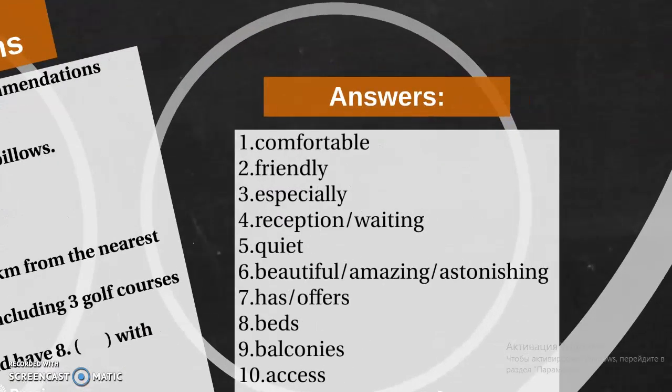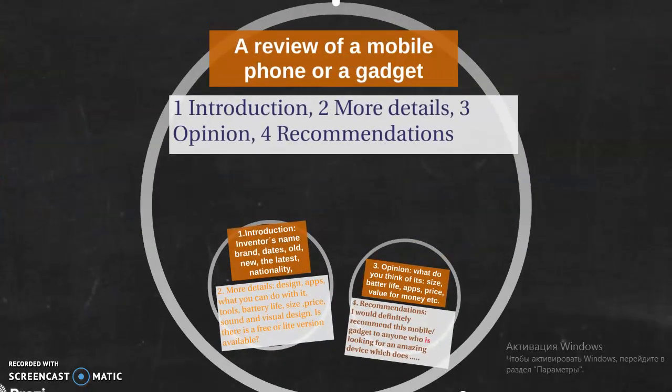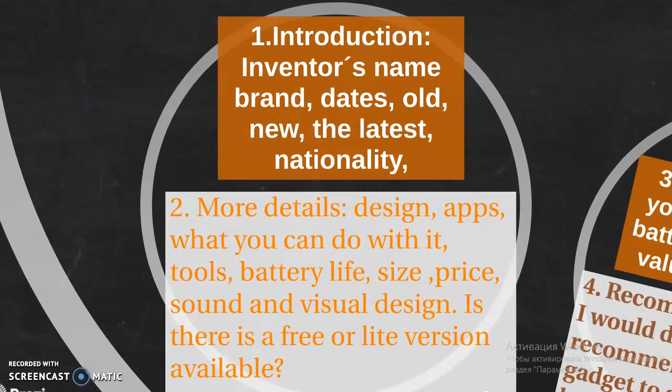Answers: comfortable, friendly. You can also write a review of a mobile phone or a gadget. So introduction, more details, opinion and recommendations again. In the introduction: inventor's name, brand, dates, old, new, the latest, nationality. Then more details: design, apps, what you can do with it, tools, battery life, size, price, sound and visual design, is there a free or light version available.